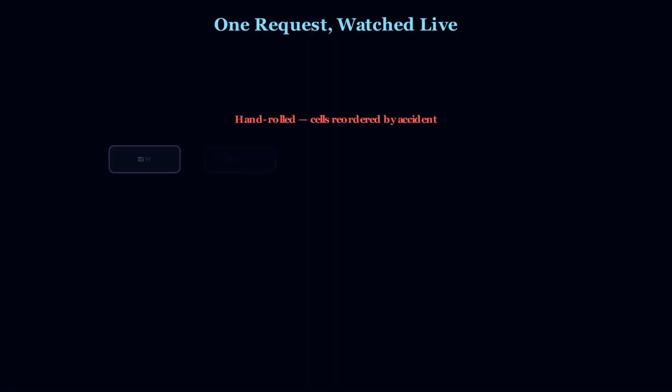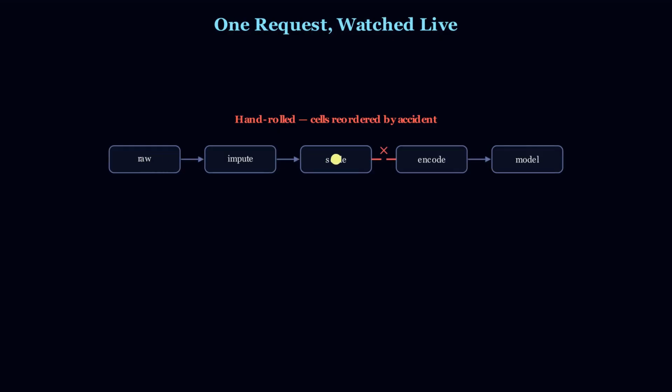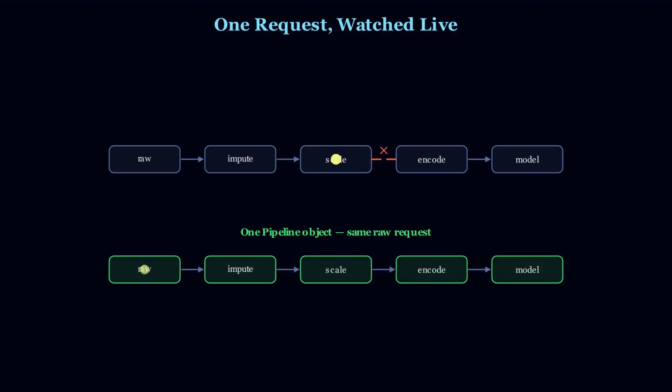Let's send one raw request through both versions, live. Hand-rolled first. Impute here, scale there, encode over there. Someone reordered 2 cells last week. Nobody noticed. The request comes in wrong. The prediction comes out wrong. Now the same request through one pipeline object. Row in. Impute, scale, encode, model in that exact order always. Prediction out. Correct every single time.